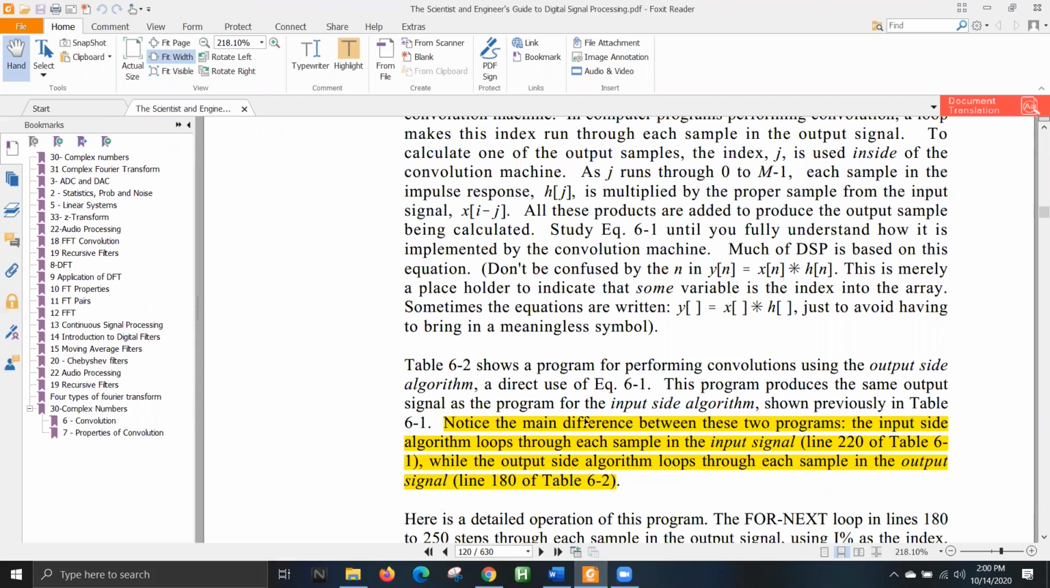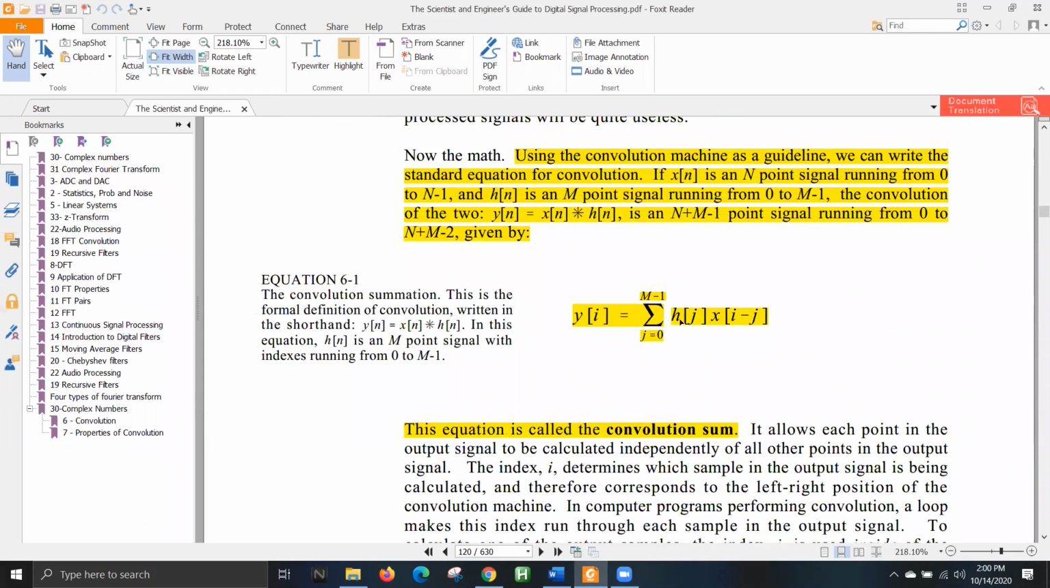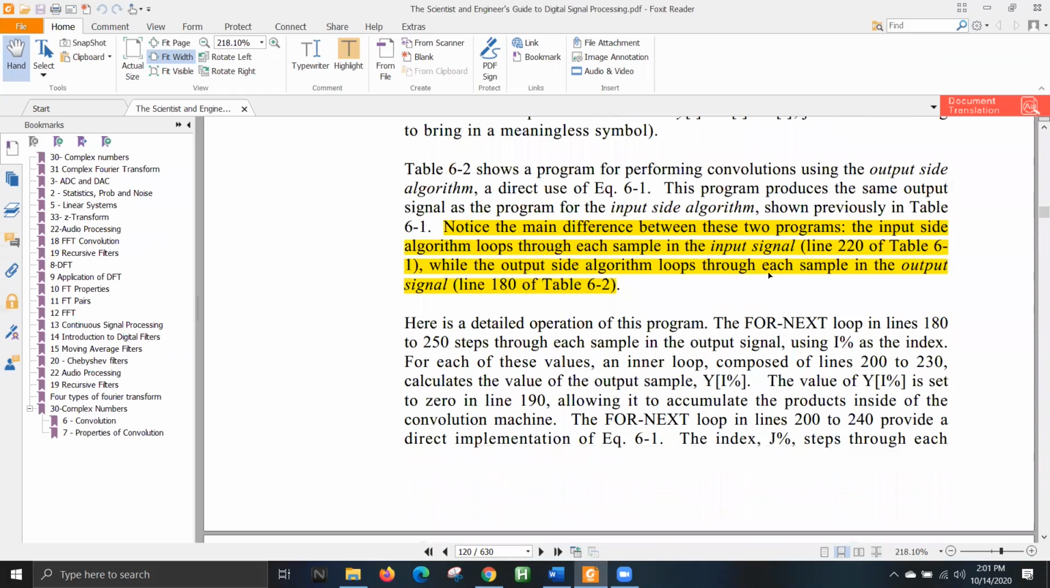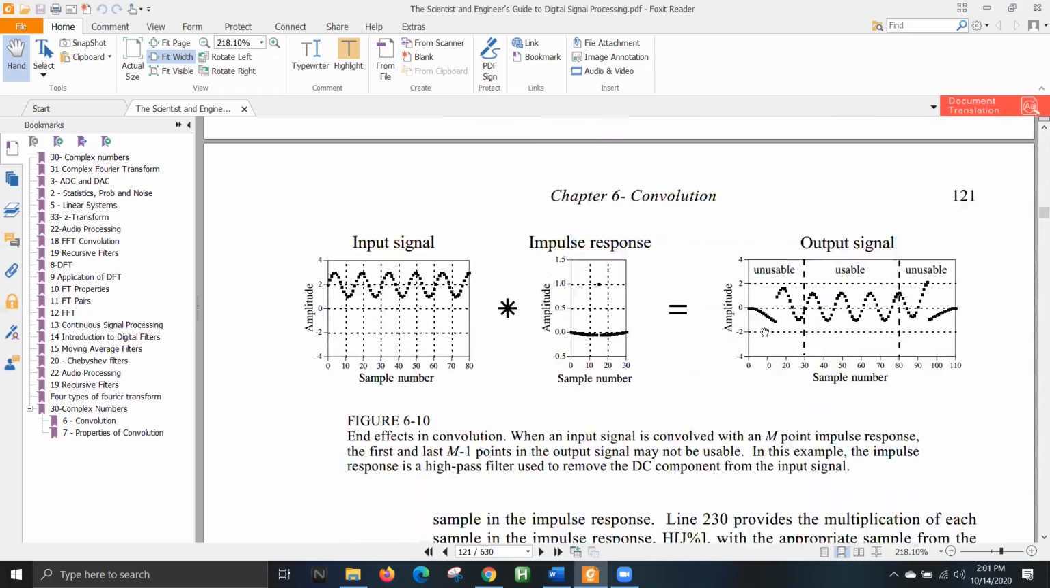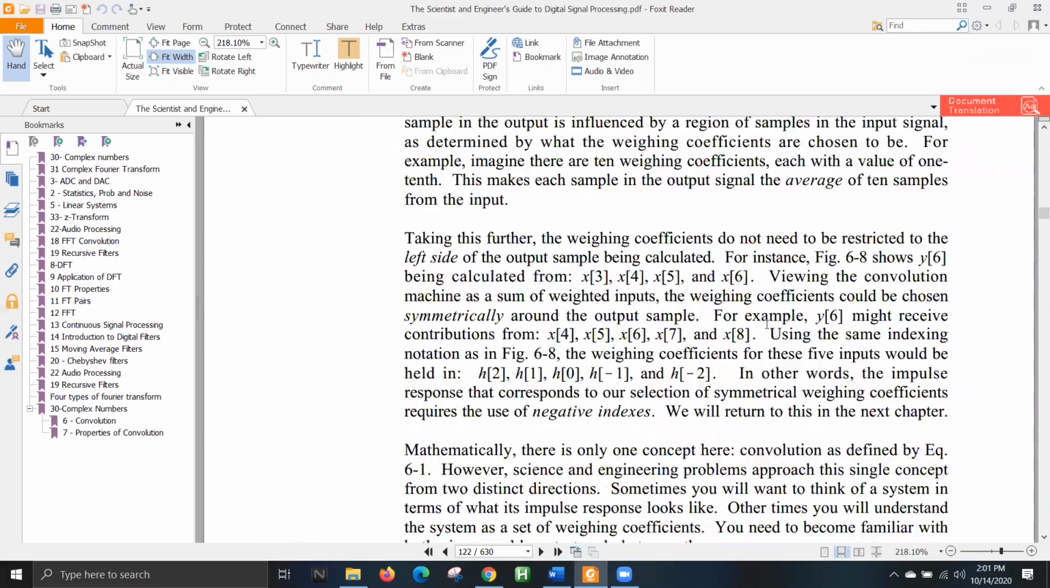Now we will go to the main difference that we have already said before. So the basic takeaway, the summary, is the main difference between these two programs, the input side algorithm and the output side algorithm. The input side algorithm loops through each sample in the input signal, while the output side algorithm loops through each sample in the output signal. As you can see, in the output side algorithm, the equation is written in terms of y. All the h values are used, and we are calculating all the y values from 0 to n plus m minus 2. So this is the main difference between these two algorithms. Okay, and nothing more of this chapter is of interest here.